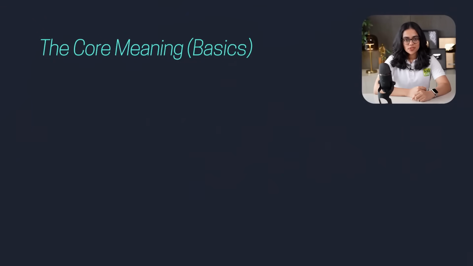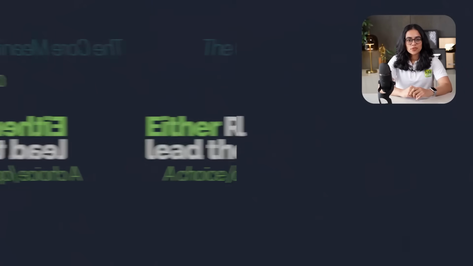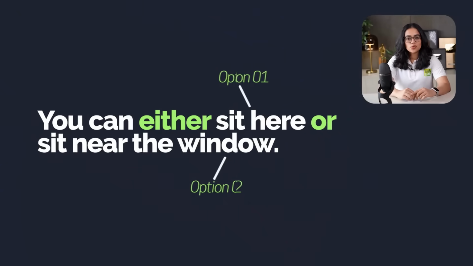Let's look at some more examples. Either Rohan or Neha will lead the meeting. So there are two options between two people. You can either sit here or sit near the window. Again, there are two options.